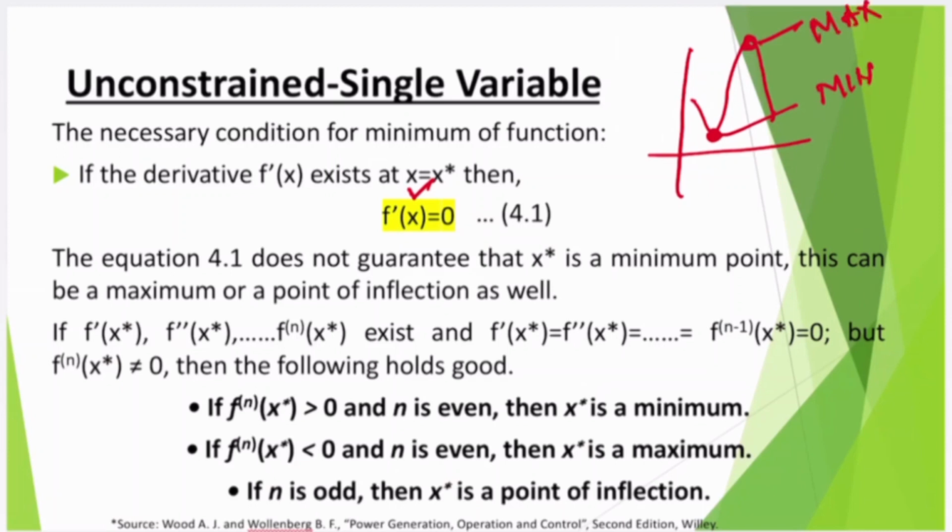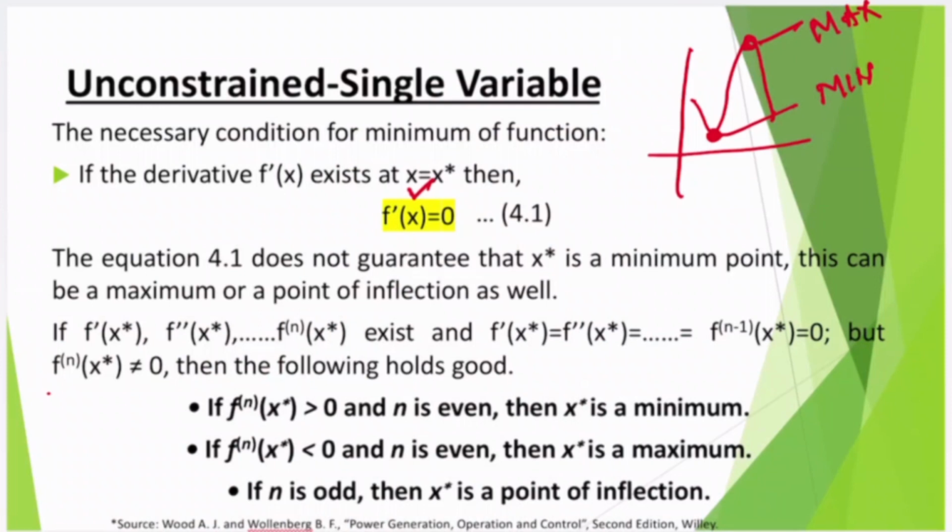So the first condition, f dash equal to 0, means you are going to reach an optimal point, but you need to identify whether it is a minimum or maximum point. For that, you need to identify whether f dash x, f double dash x up to f n x exist, and then f dash x, f double dash x up to f n minus 1 x equal to 0. And the last differentiation, that is the nth differentiation, must not be equal to 0, then the following conclusion can be made.